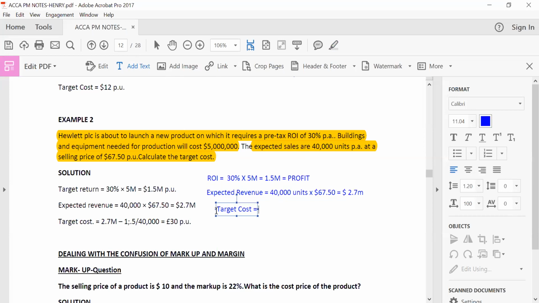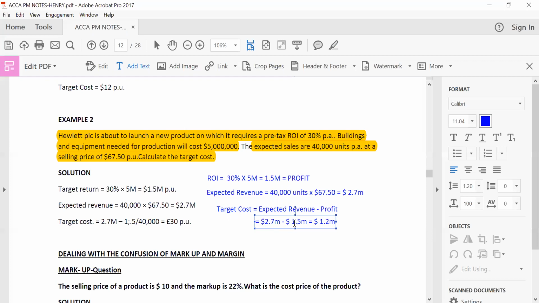Hence, the target cost is going to be the expected revenue minus the profits, which came by ROI. I have the expected revenue to be 2.7 million. So 2.7 million minus the next bit, which is what? The profits. The profits we got to be 1.5 million. So technically, you get your target cost of 1.2 million.